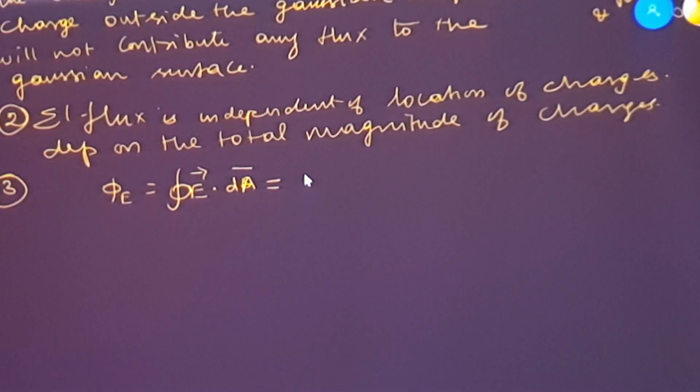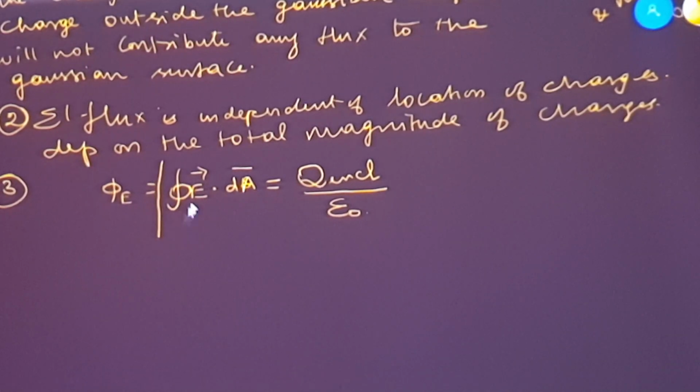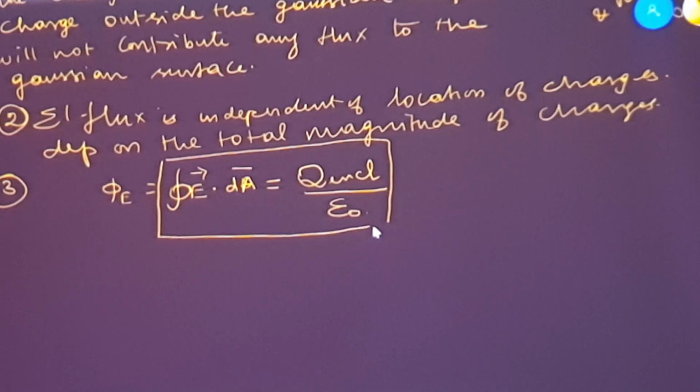We can say it as, according to Gauss law, it is the charge enclosed divided by epsilon 0, that is permittivity. Both of these equations, just consider the equation that I have written inside the box. The closed integral of E vector dot dS vector or dA vector is considered to be phi E, which is equal to charge enclosed divided by epsilon 0.